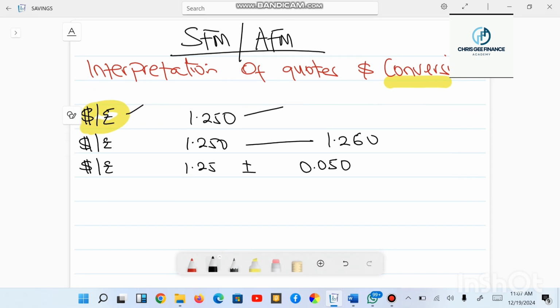And if I have a quote, at that advanced level in your exam, what you have is actually a quote that is a spread. What do I mean by spread? A quote that is ranging from a lower value to a higher value, such as this that we have: dollar to pound is 1.250 to 1.260.